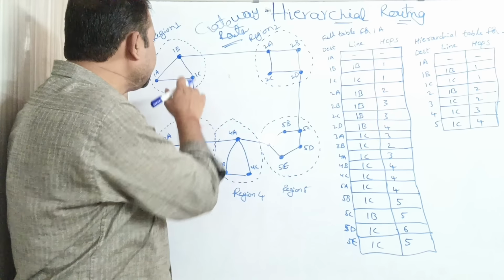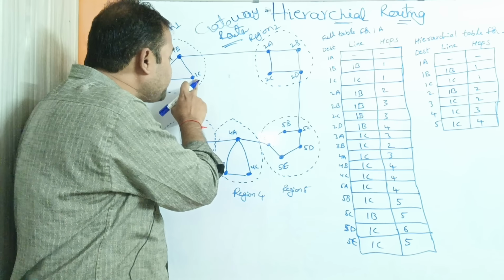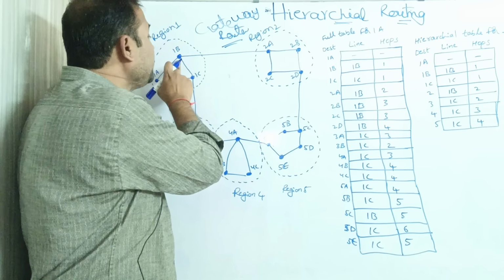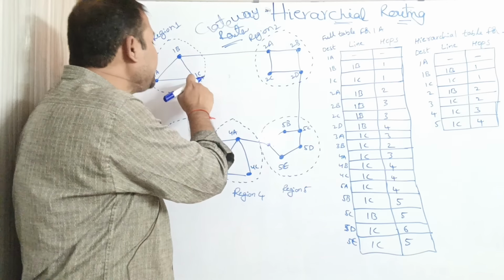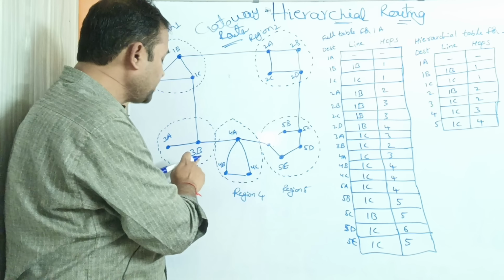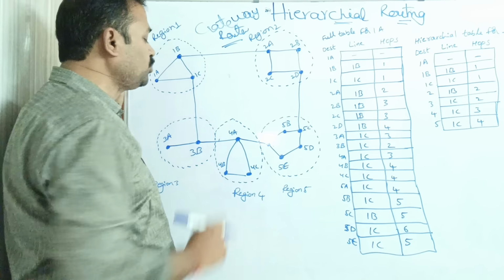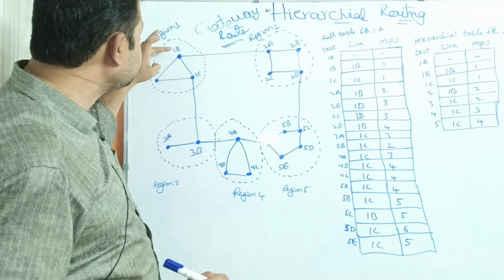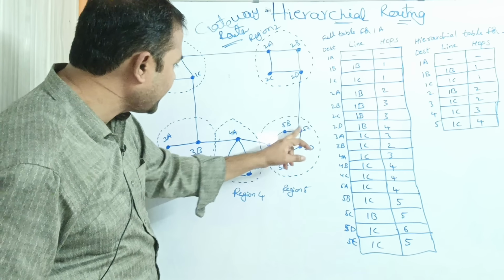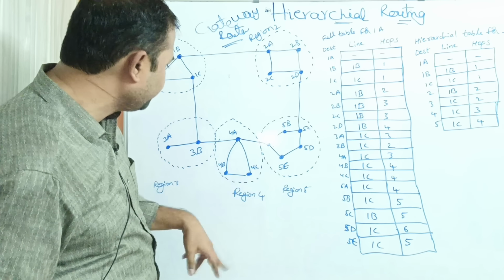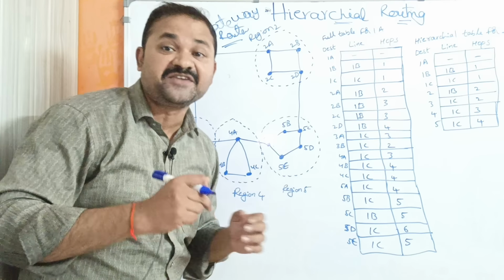If you take this region, 1B is a gateway router as well as 1C is a gateway router. Why? Because 1B knows information about the 2A router, and 1C is also a gateway router because 1C knows information about the 3B router. So what are the gateway routers here? 1B, 1C, next 2A, 2D, next 5C, 5A, next 4A, 3B. All these are gateway routers.